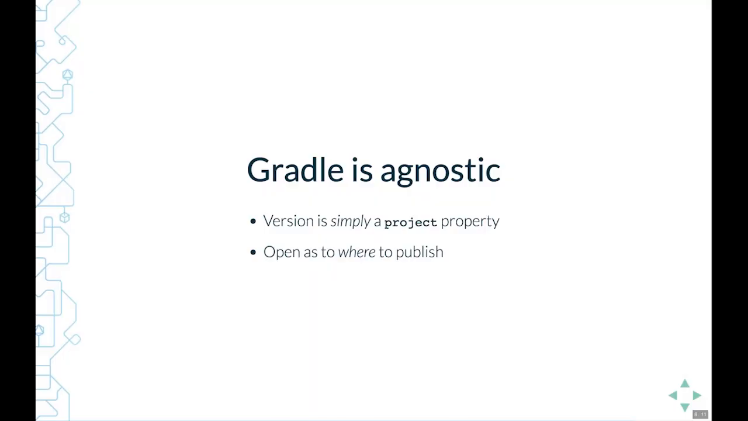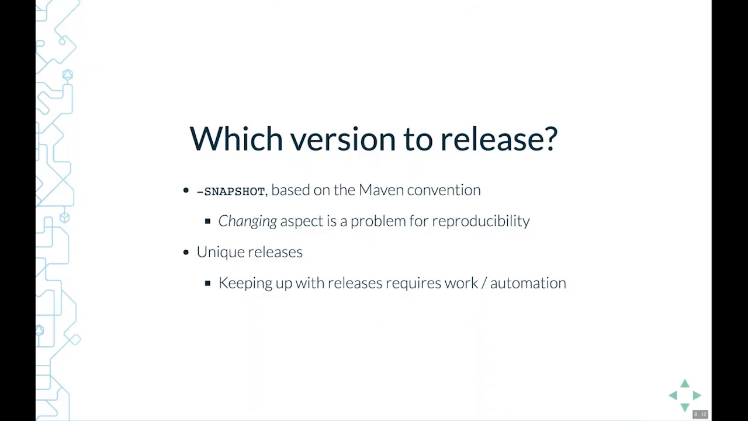Let's go. So we talked about a lot of things, but what should I do as a library publisher, whether it's internal to a company or a public, open source library that's supposed to be consumed by a larger group of people? Well, the first thing is Gradle is agnostic. The version of a project is effectively just a property on that project. And as you've seen through the different demos, where to publish is also something that, well, it's up to you effectively. So the first question, of course, is which version should you release? You could use the snapshot convention from Maven.